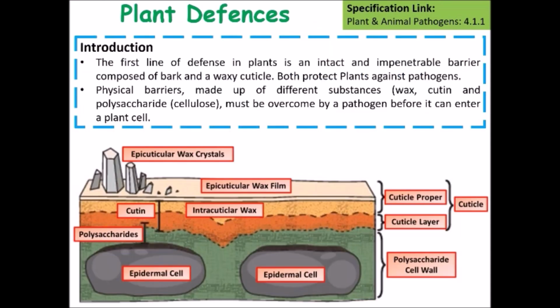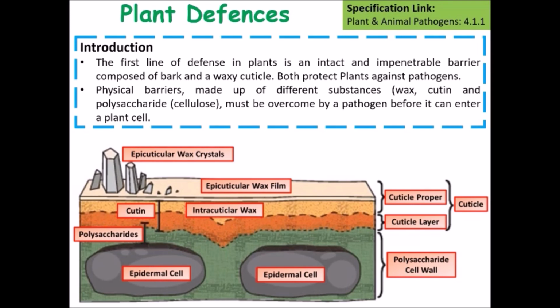The first line of defense that plants have is the physical structure of the leaf. The first line of defense in plants is an intact impermeable barrier composed of bark, a waxy cuticle, and underlying wax that will stop the pathogens from getting in.